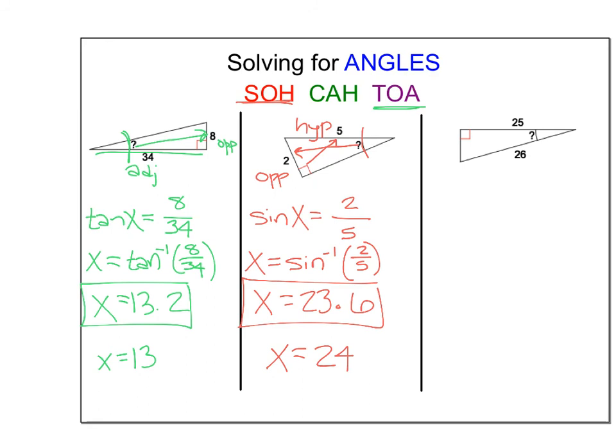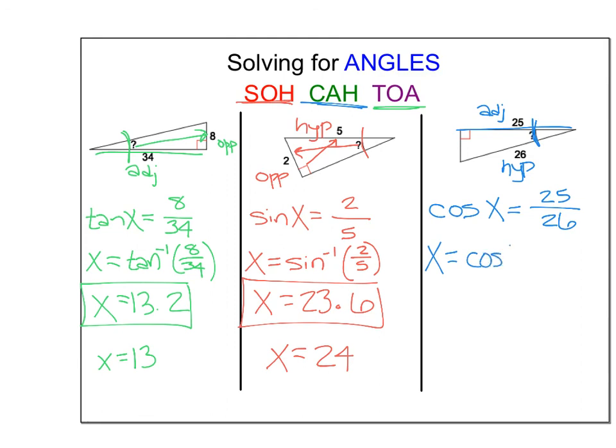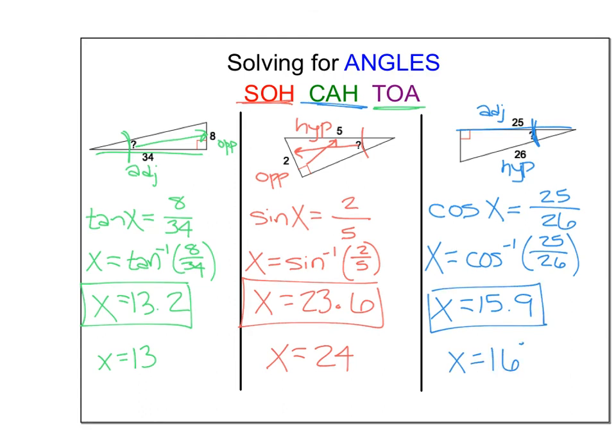All right, and then lastly, we have this angle here. And from there we have the hypotenuse. We also have the adjacent. So adjacent and hypotenuse tells me I'm talking about cosine. So I have cosine x equals adjacent, which is 25, over hypotenuse, which is 26. So I'm going to do the inverse cosine of 25 over 26. And that will give me about 15.9. And rounded to the nearest whole degree, that would be 16 degrees.